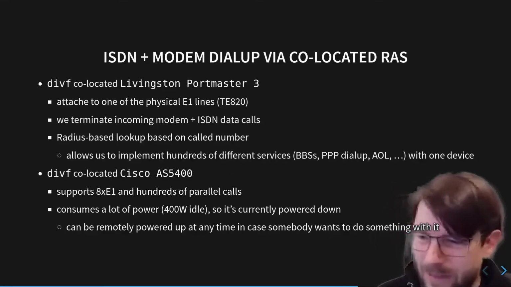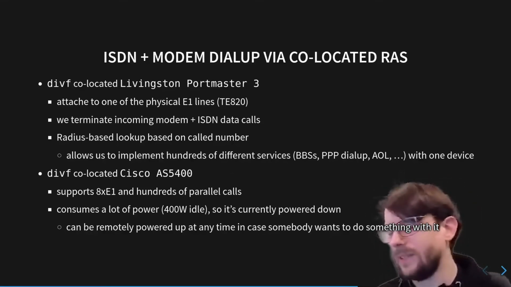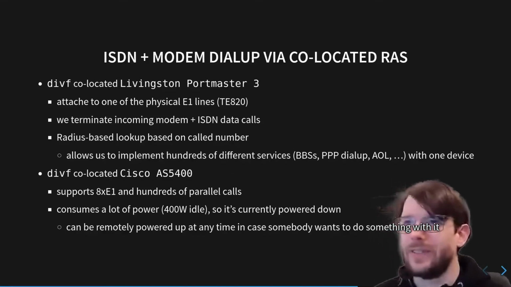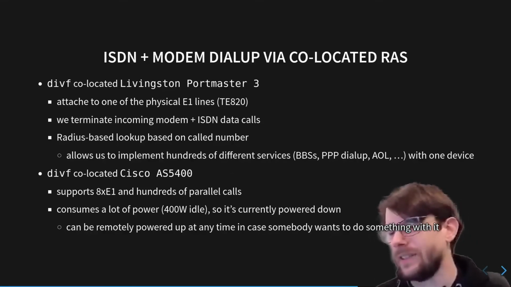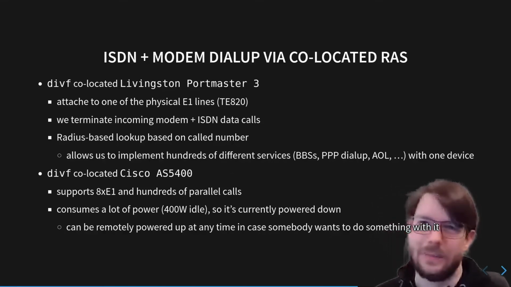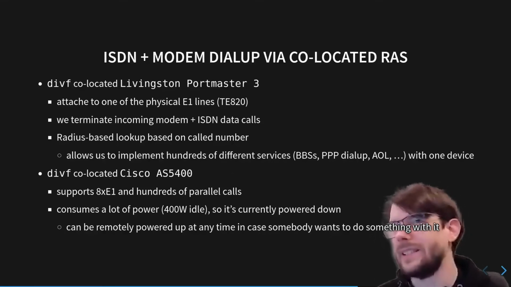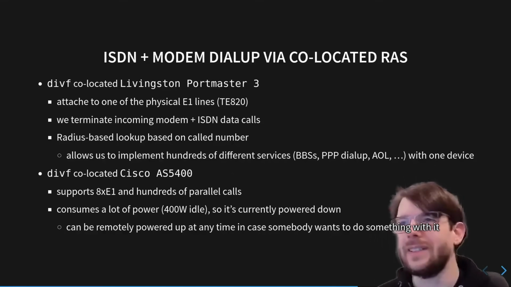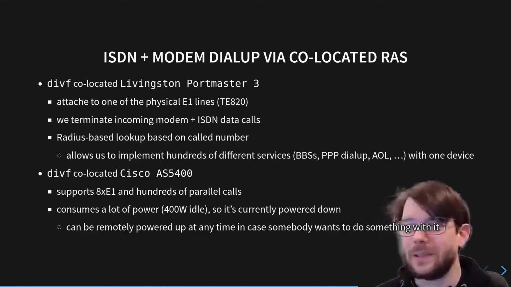So the Portmaster has this interesting feature that it has a RADIUS-based lookup based on call number. What this means is that we can implement hundreds or even thousands of services in this single Portmaster device. Every time a call comes in, the Portmaster will ask the RADIUS server what it should do with this call, and the RADIUS server can then tell it, well, forward it using this protocol to that IP address, or terminate it as a local PPP call and hand out this IP address to the user, or things like that. So it's very programmable, or configurable, in that way.